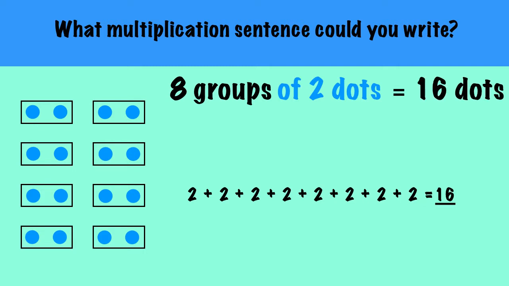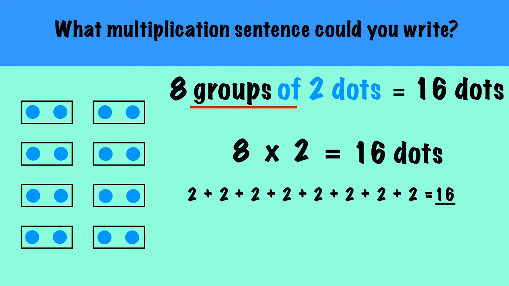But we can change this because we just learned that the words groups of can be showed with a symbol. Our multiplication sentence would be to write 8 groups of, using a multiplication symbol, 2. And that will equal 16 dots as well, because the multiplication symbol just stands for the word groups of.